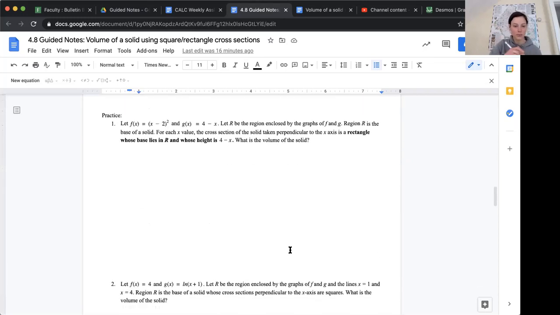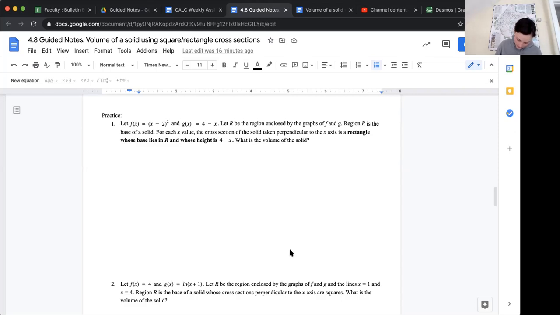So let's do some practice. I'm going to do a couple of these, and then I'm going to let you guys do the other two, and we will talk about them in class. First up, let f of x equal (x minus 2) squared, and g of x equal 4 minus x. Let R be the region enclosed by the graphs of f and g. Region R is the base of a solid. For each x value, the cross section of the solid taken perpendicular to the x-axis is a rectangle whose base lies in R and whose height is 4 minus x. What is the volume of the solid?